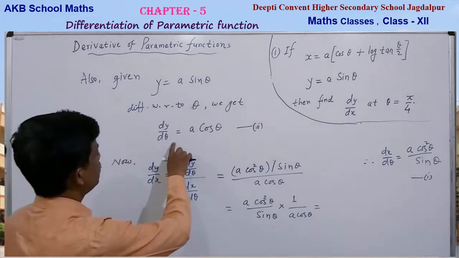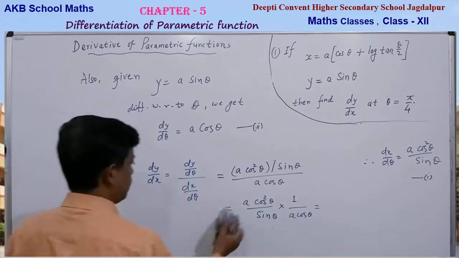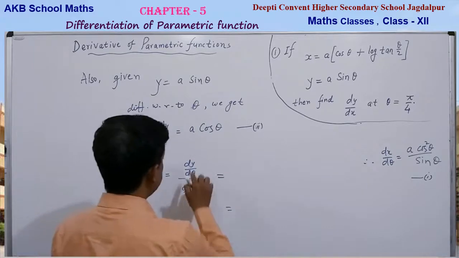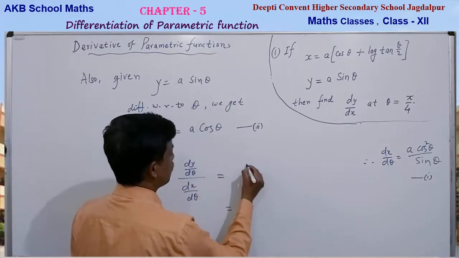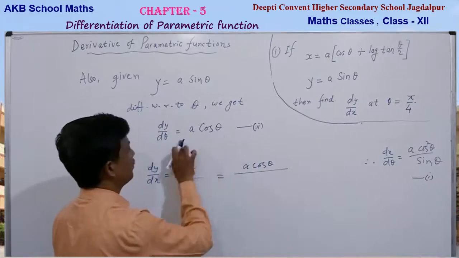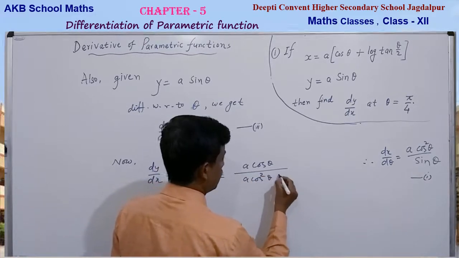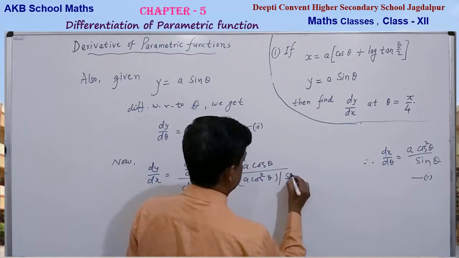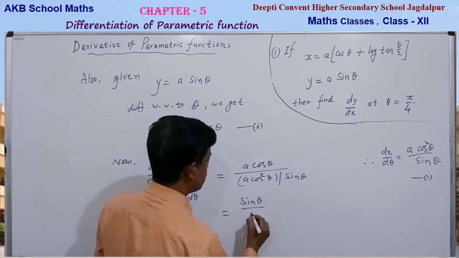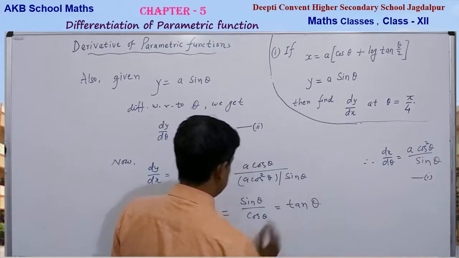Oh, sorry. Here dy by d theta means a cos theta. A cos theta divided by what? A cos square theta upon sin theta. So by solving you can get like this, sin theta upon cos theta.